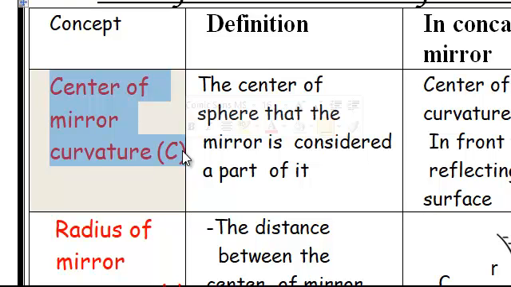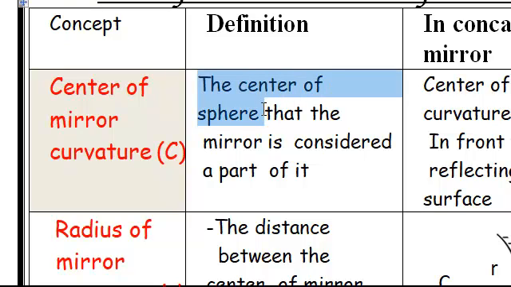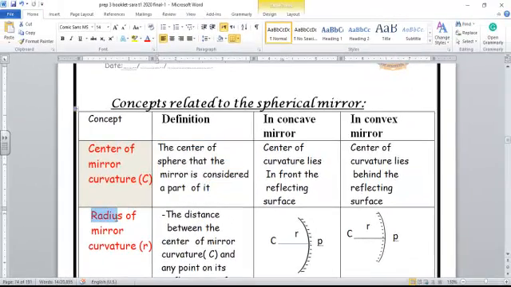The center of this sphere, we call it center of curvature, which is C. So it is the center of the sphere that the mirror is a part of. The second one, radius. Radius in math is the distance between the center and any point, and here it is also the same.